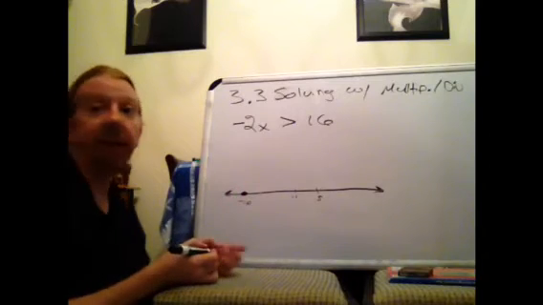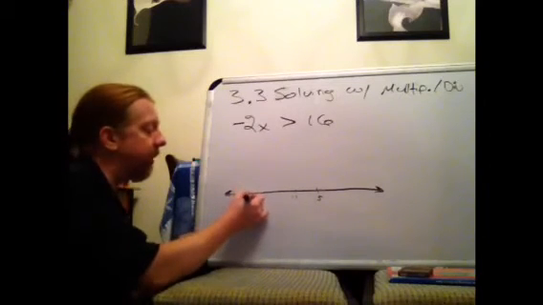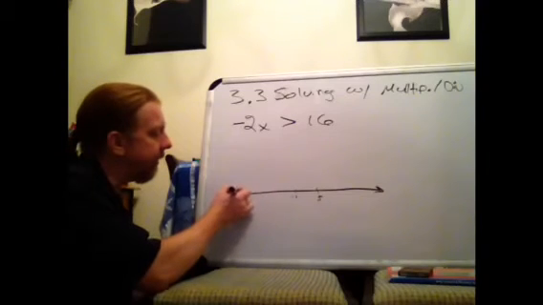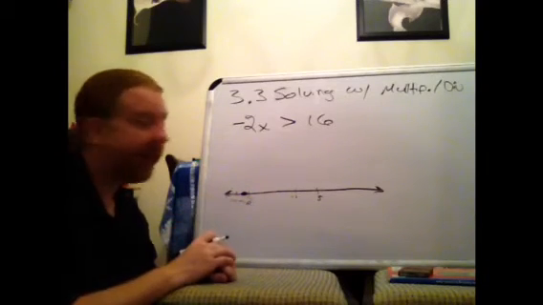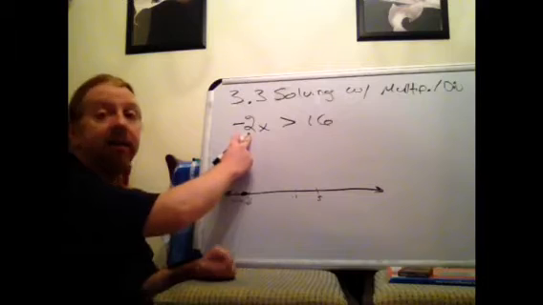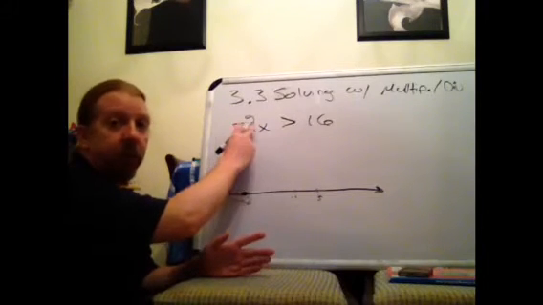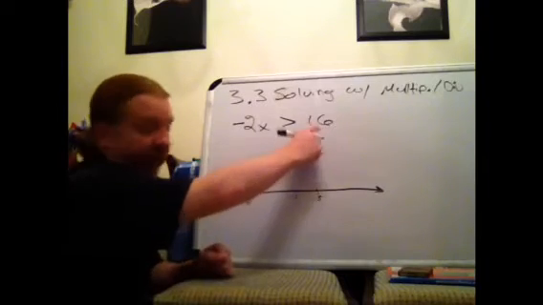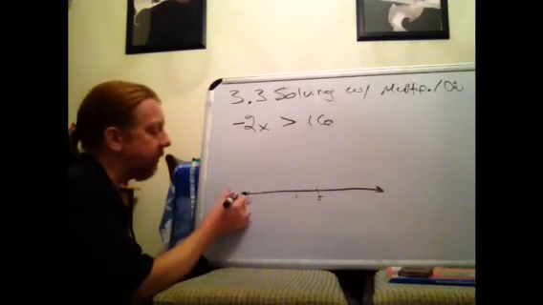How about negative 11? Negative 11 is right there, on the other side of it. Negative 2 times negative 11 is going to give me a positive 22. Positive 22, greater than 16. Okay, we're getting some numbers here.